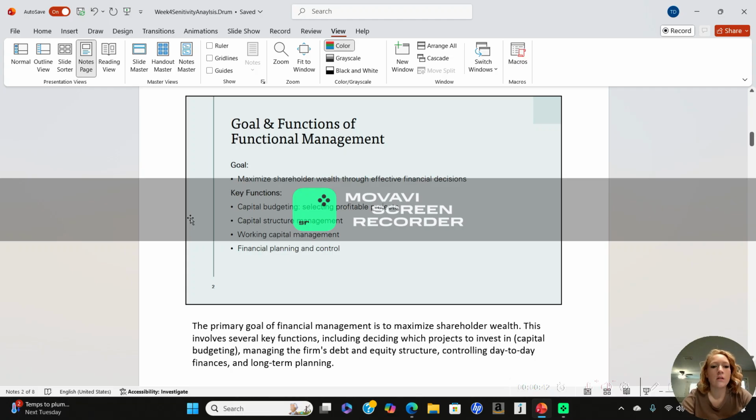Our goal and function. Our goal is to maximize shareholder wealth through effective financial decisions. The primary goal of financial management is to maximize shareholder wealth. This involves several key functions, including deciding which projects to invest in, so capital budgeting, managing the firm's debt and equity structure, controlling day-to-day finance, and then long-term planning. I'm going to recap our key functions: capital structure management, working capital management, and financial planning and control.